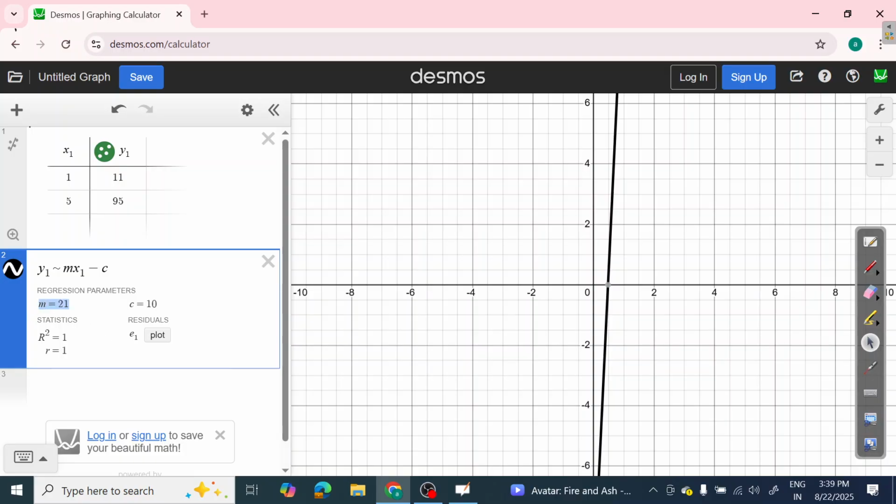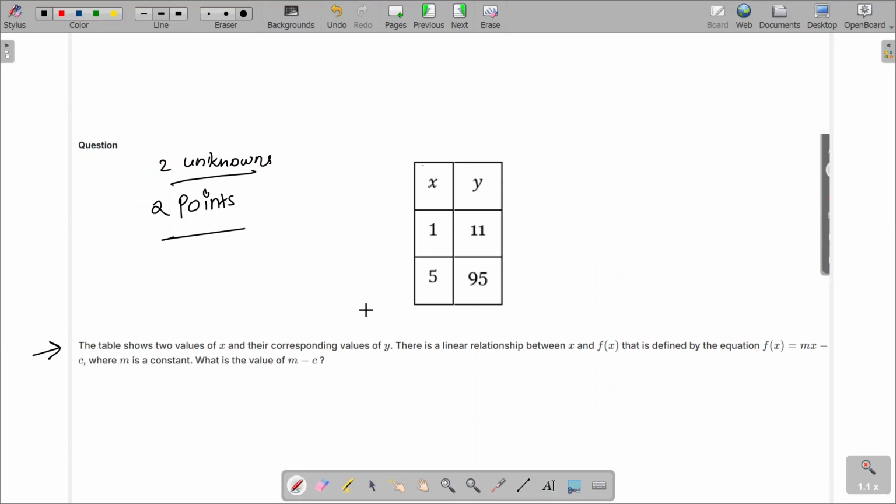Here you already got the value of m and c. You don't have to plug in the values or do it manually. You can directly use regression for that. So m is 21, c is 10. Just do 21 minus 10. You will get your answer. What is it? 21 minus 10, which is 11. Okay. So that will be your answer.